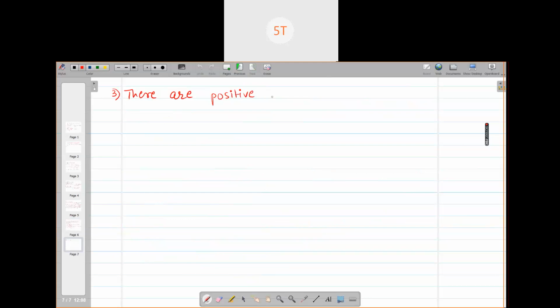Okay, there are positive values of x and y such that x dot y is greater than 0. Okay, the product is also positive. So how will you translate this?